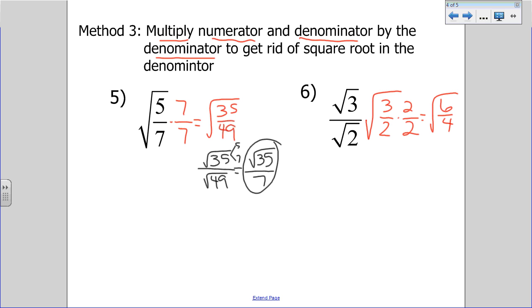Keep it as it is, because what we want to do now is separate square root of 6 over square root of 4. Perfect square becomes 2. 6 is 3 times 2, both prime, so it stays square root of 6 over 2. These will always be factors of each other, but we're not going to do division because they're unlike terms.